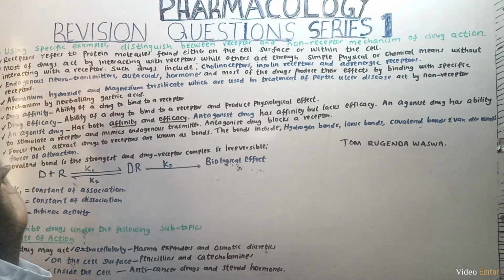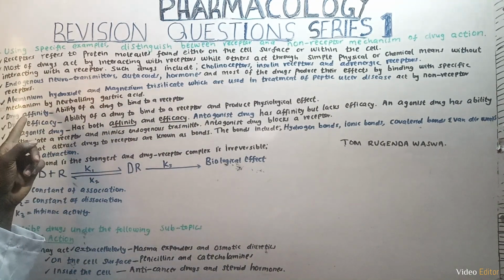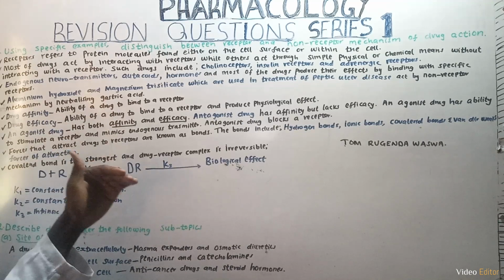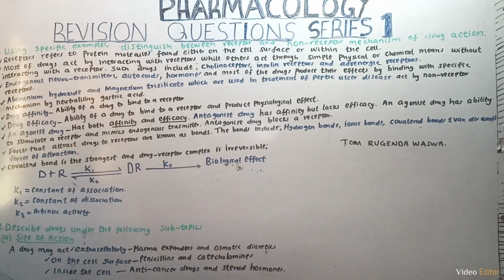Then we have drug affinity. Drug affinity refers to the ability of a drug to bind to a receptor. Then we have drug efficacy. Efficacy refers to the efficiency of a drug. That's the ability of a drug to bind to a receptor and produce physiological effect.